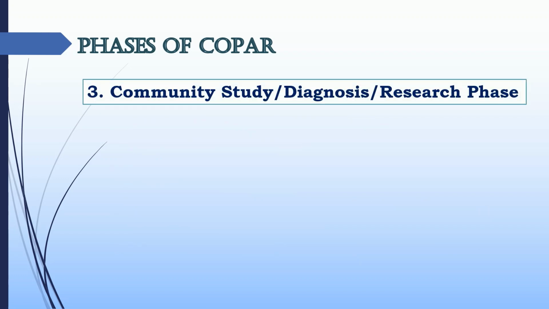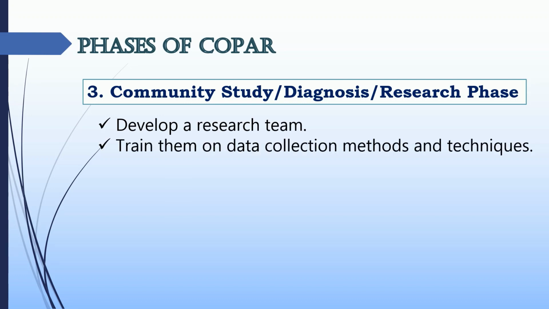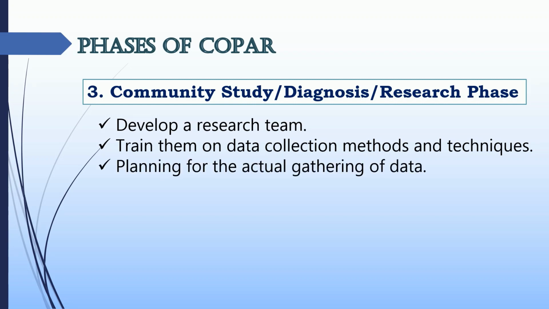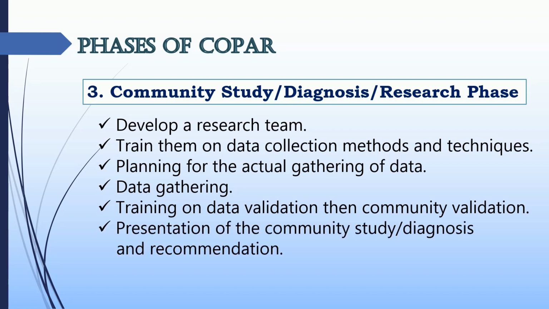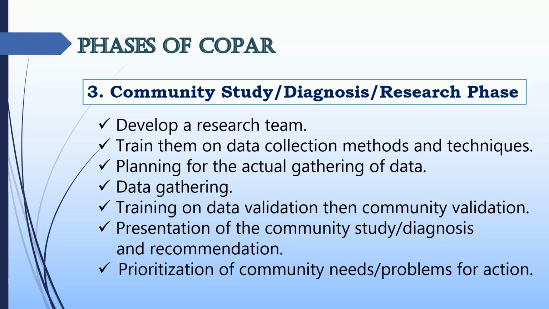The third phase is the community study, or diagnosis, or research phase. In this phase, we will develop a research team and train them on data collection methods and techniques. Planning for the actual gathering of data, then we will proceed to data gathering. Next is training on data validation, then community validation. After that is the presentation of the community study, or diagnosis and recommendation. Finally is the prioritization of community needs or problems for action.